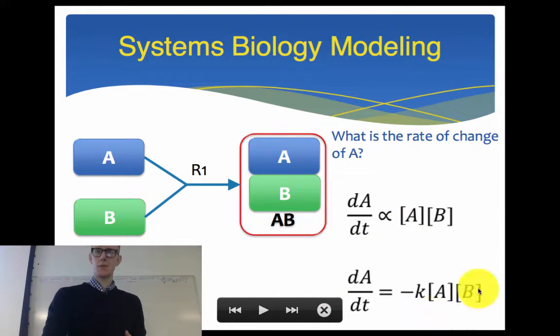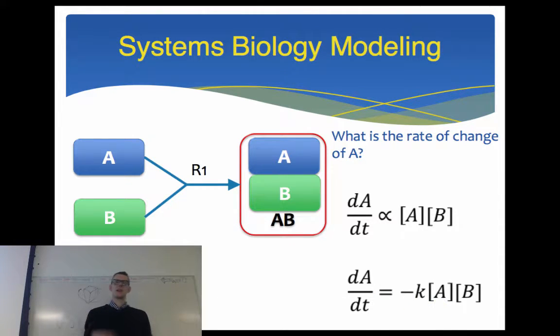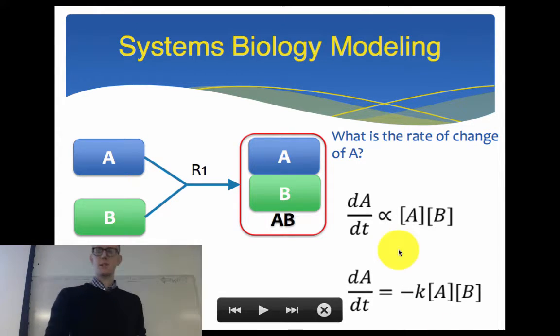To make that a little bit more rigorous, you can convert this proportionality symbol to an equal sign if you just add some parameter. So the rate of change of A over time is actually going to be equal to the concentration of A and B, with some fudge factor, some constant k. And I've put a minus here because A goes down as the reaction goes forward. So the faster the reaction goes, the less A we have, and the more complex AB we have instead.